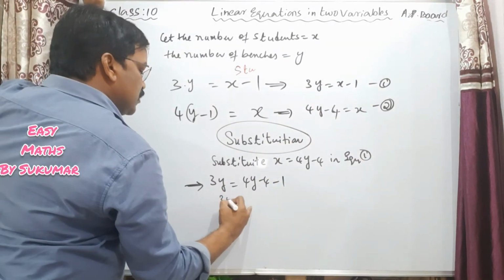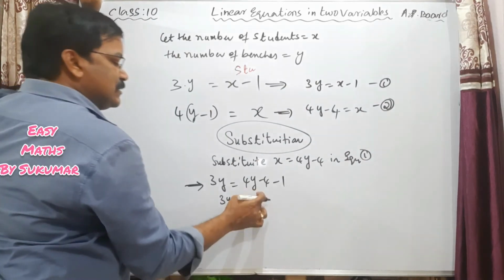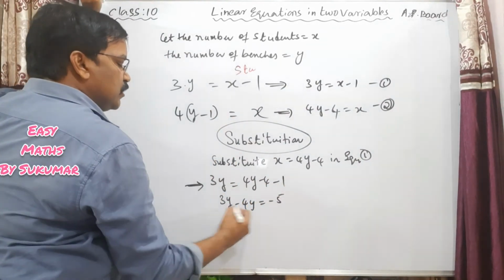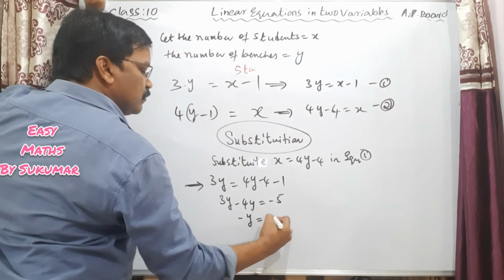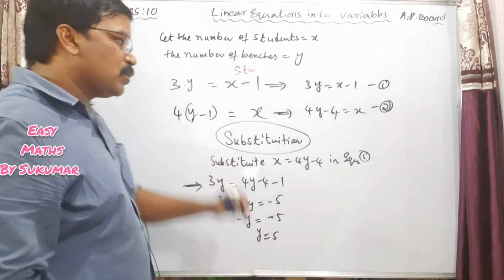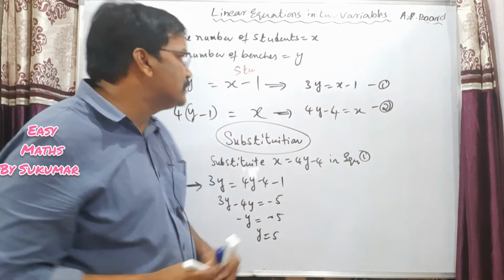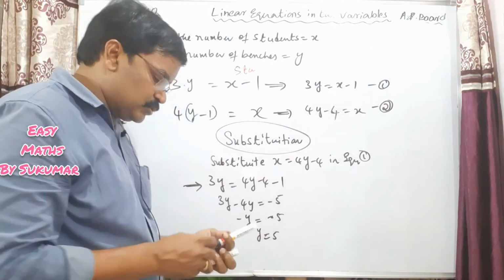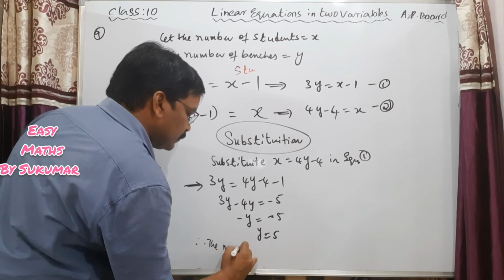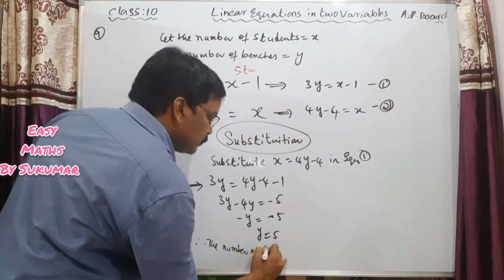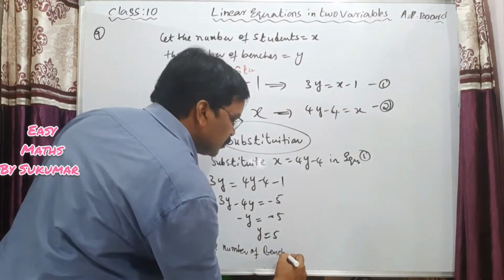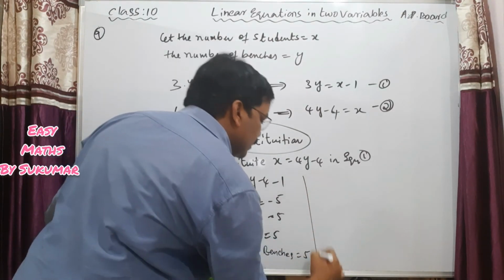Okay, so this is 3y minus 4y. Just transpose this plus 4y to this side. Minus 4 minus 1 is minus 5. 3y minus 4y is minus y, equal to minus 5. So y is equal to 5. So the value of y is 5. Y means here the number of benches. Therefore, the number of benches is equal to 5.